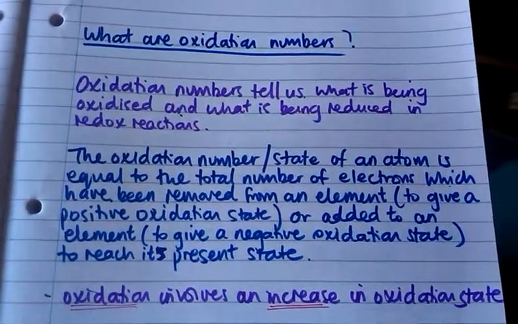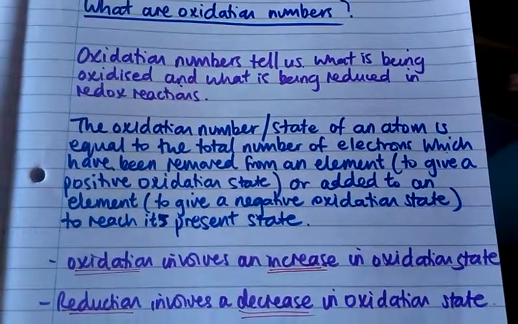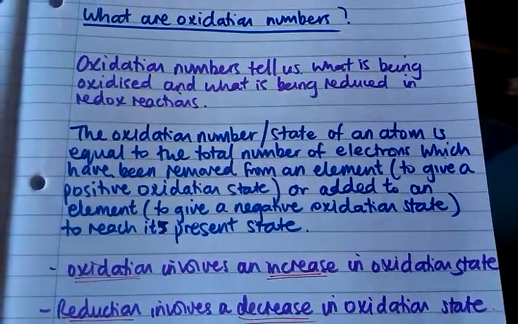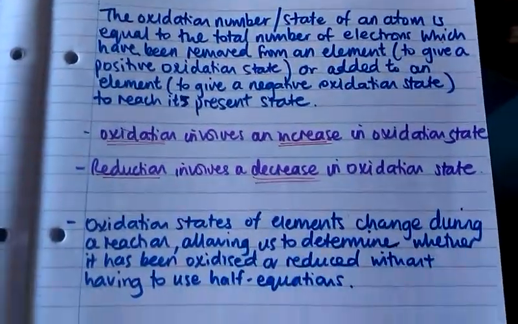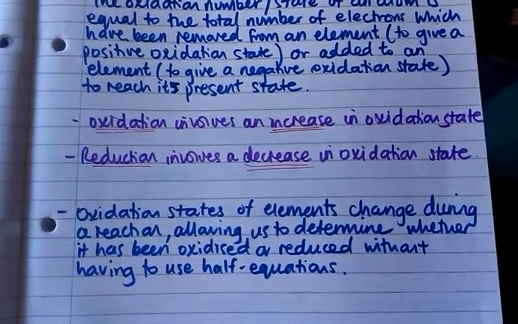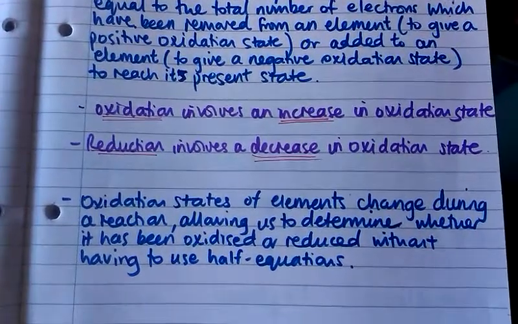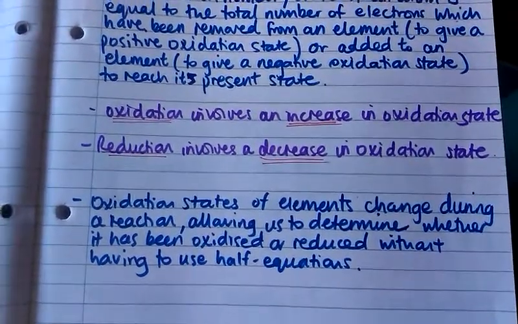So oxidation involves an increase in the oxidation state, and reduction involves a decrease in the oxidation state. The oxidation states of elements change during a reaction, and that allows us to determine whether it's been oxidized or reduced without having to use half equations.